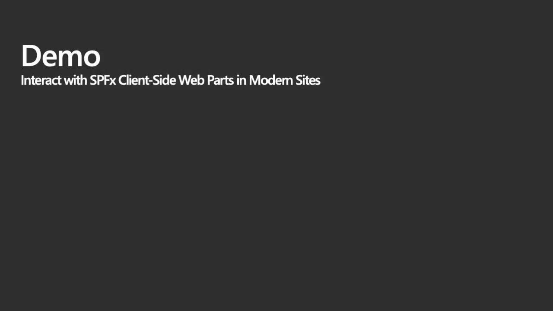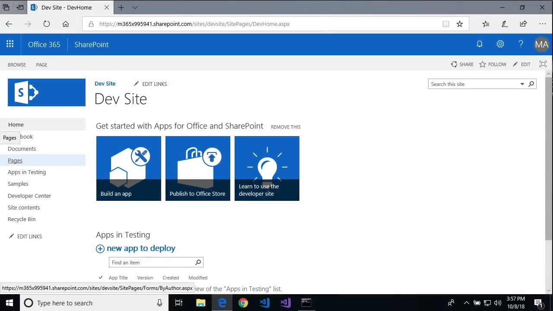So in this demo, let's look at interacting with SharePoint Framework client-side web parts in modern sites. What I want to do here is add and interact with SharePoint Framework-based client-side web parts in a SharePoint Online modern site collection. So what I'm going to do first is navigate to my developer site that we created in a previous demo. You can see I've already gone ahead and done that here at dev site.